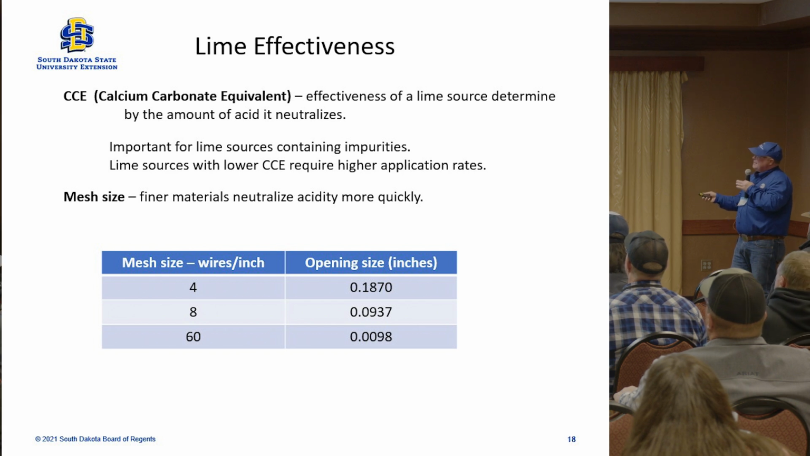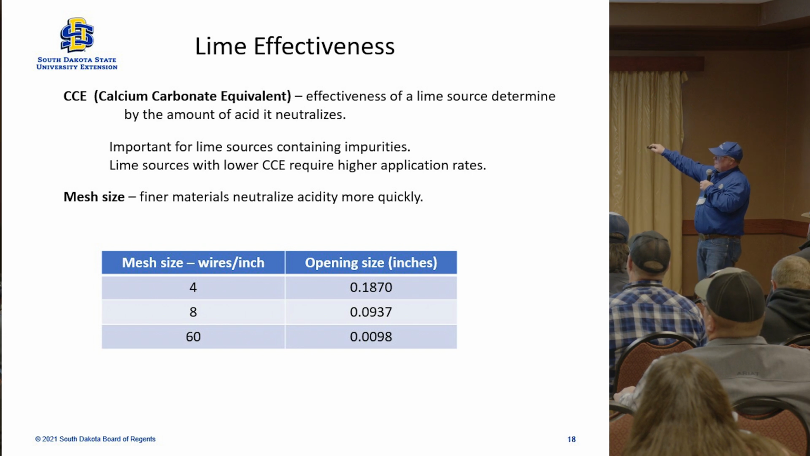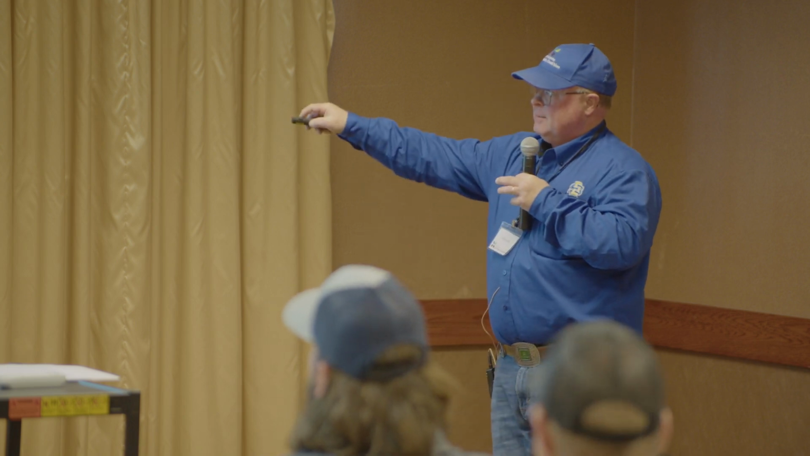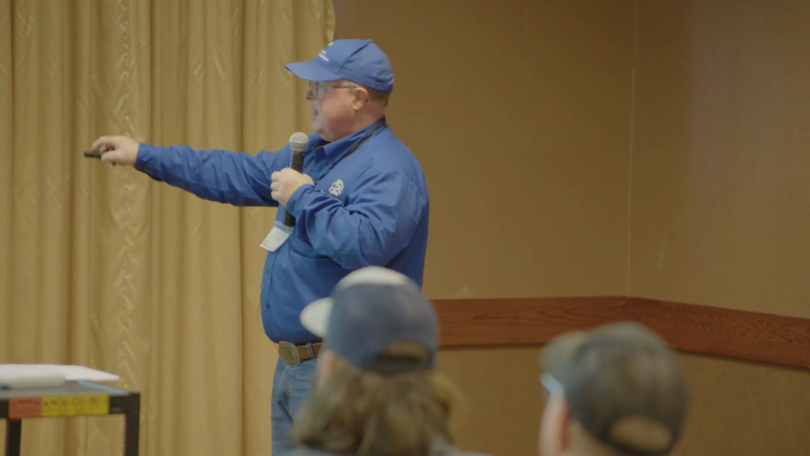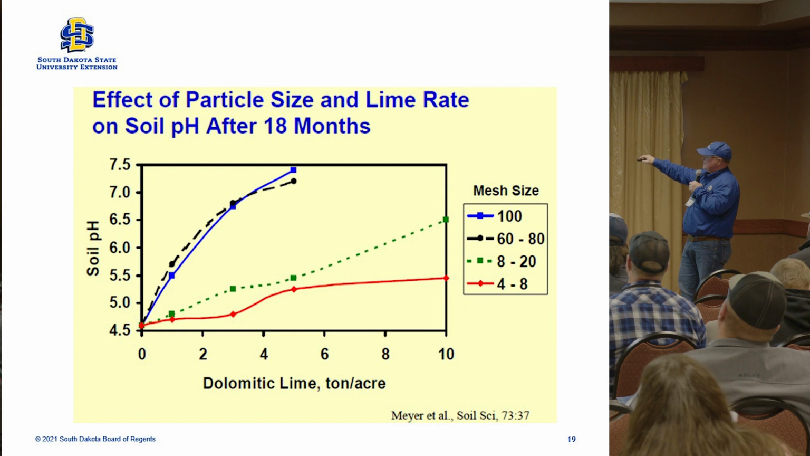I'm going to talk a little bit about lime effectiveness. I don't think I want to dwell here a lot, but we talk about calcium carbonate equivalent. It's just how good is the lime. It's very important to have good lime if you're going to lime, so that you know it will do the job you want it to do. And so it depends on how big it is. The more finely ground lime is, the better job it will do at neutralizing acidity. Here's some work out of Iowa with different mesh sizes here. The bigger stuff, the smaller stuff, and you can see the smaller stuff.